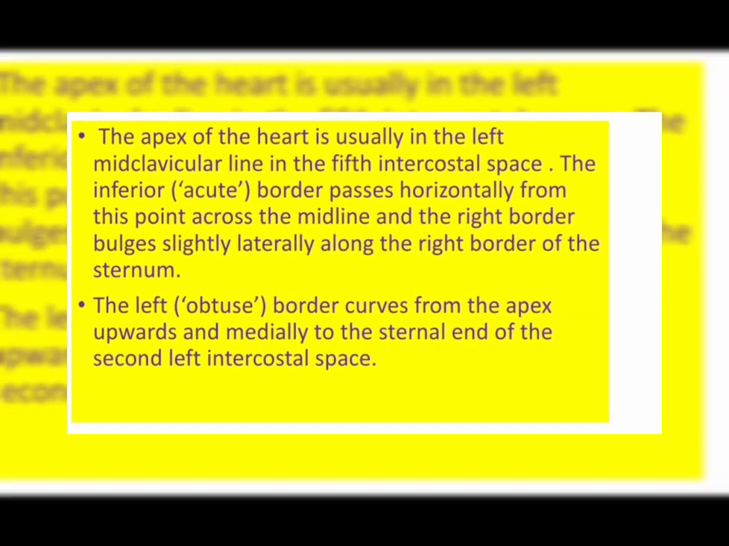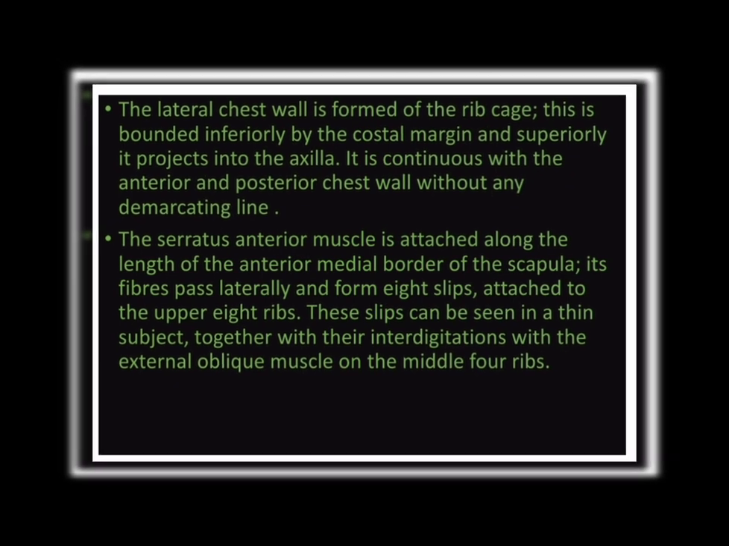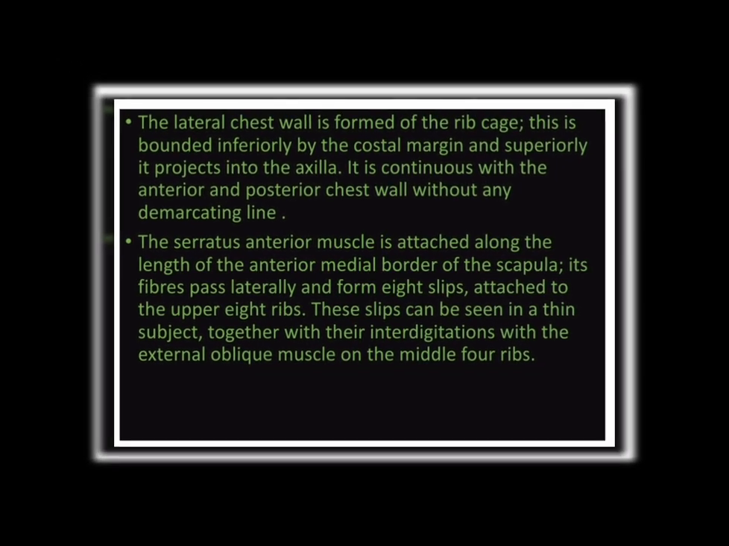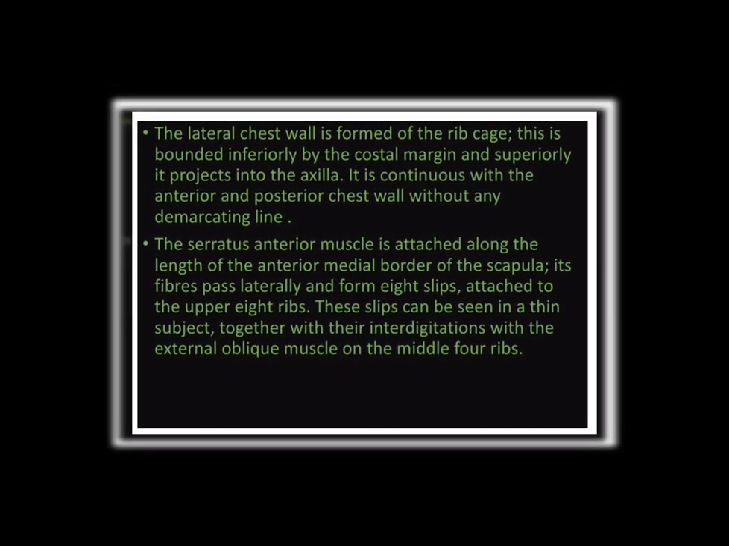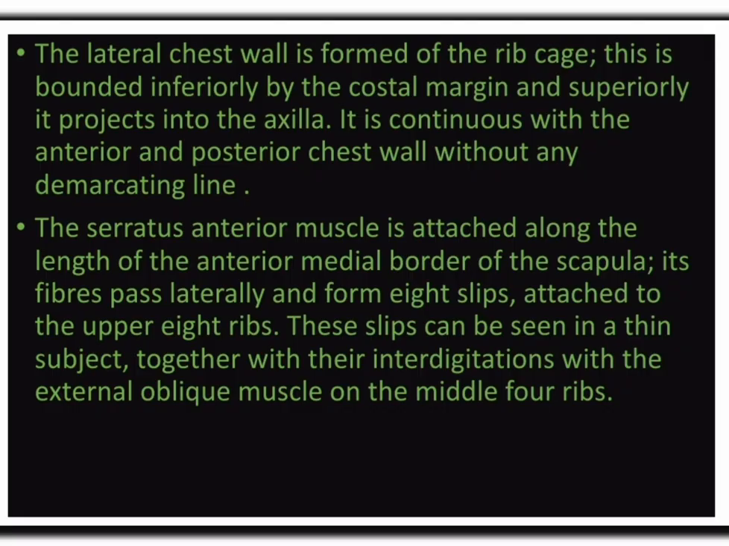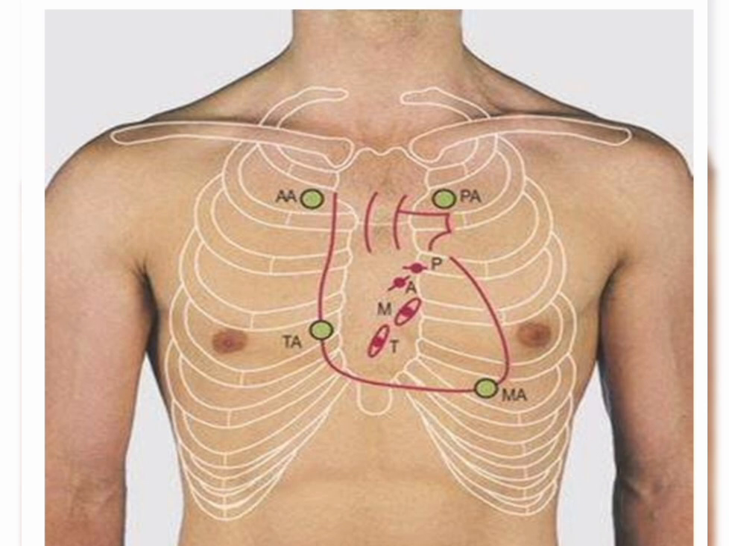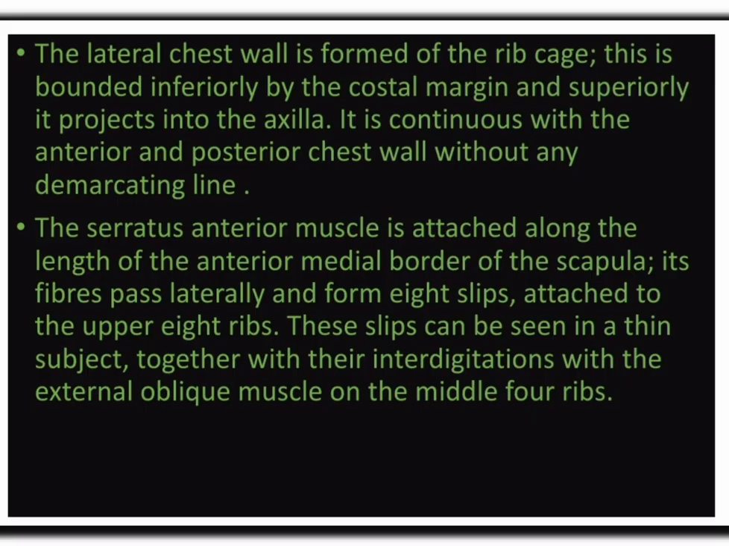Looking at the lateral chest wall, it is formed of the rib cage. This is bounded inferiorly by the costal margin and superiorly projects into the axilla. It is continuous with the anterior and posterior chest wall without any demarcating line. Ribs can usually be palpated along the length of this wall, but as the topmost rib felt in the axilla varies, counting is either from the floating ribs or by following a numbered rib from the sternum.